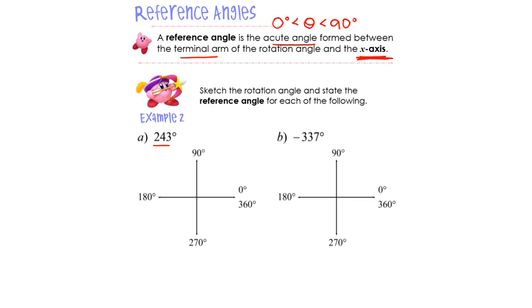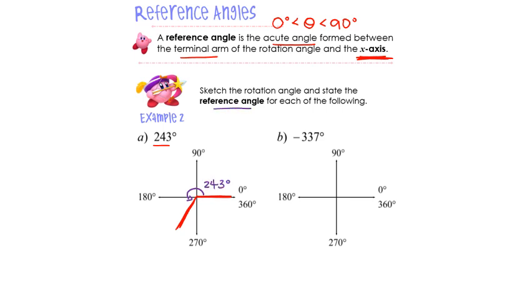So let's just start by drawing the rotation angle. I'll have my initial arm at 0 degrees. 243 is going to land in between 180 and 270. So let's say our terminal arm is right around here. So the rotation angle goes from 0 all the way up to our terminal arm. That's going to act as 243 degrees.